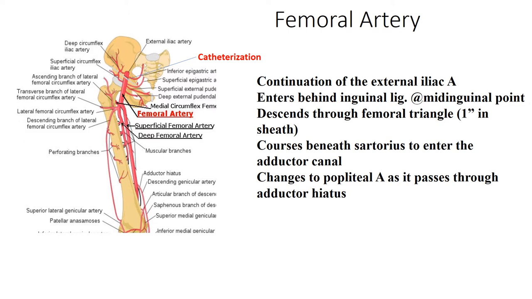From this moment it courses beneath the sartorius to enter the adductor canal. And when it passes through the adductor hiatus, it is lying posteriorly and its name changes to popliteal artery. So it initiates at the mid inguinal point, where it is in the femoral triangle, and it ends at the adductor hiatus and moves posteriorly. So this is the course.